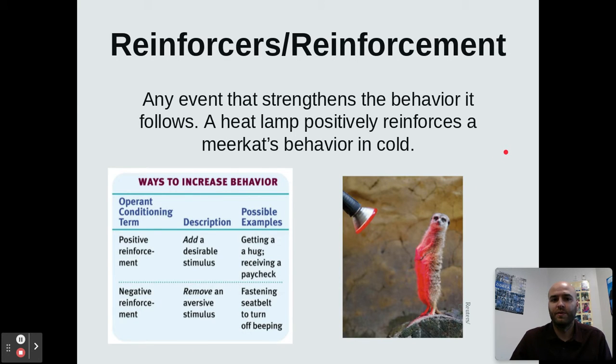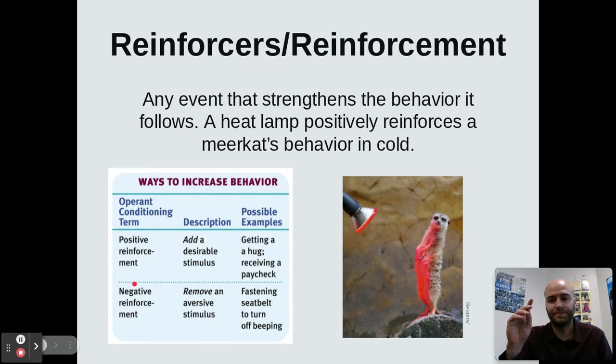So let's talk some reinforcers and reinforcement. A reinforcer is any event that strengthens the behavior that it follows. So reinforcers strengthen behavior. Okay. For example, down here, a heat lamp positively reinforced a meerkat's behavior in the cold. They could get this meerkat to perform behaviors they wanted to by allowing it to have access to the heat lamp when it performed those behaviors. So there's some ways to increase behavior. You have positive reinforcement and negative reinforcement.